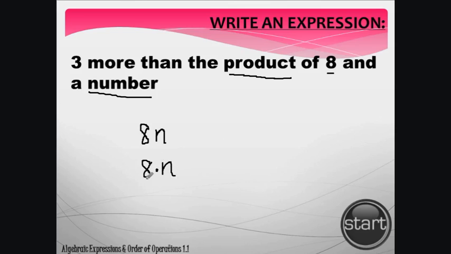The reason I'm not using the x for multiplication is so that we're not confusing it with another variable. So we have the product of 8 and a number, and 3 more than that. So 3 more than a product of 8 and a number: we would add 3 to that expression. That's just an example of how to write an expression.